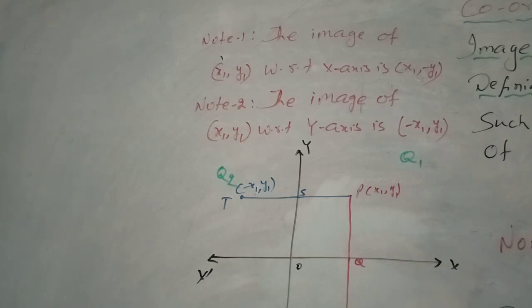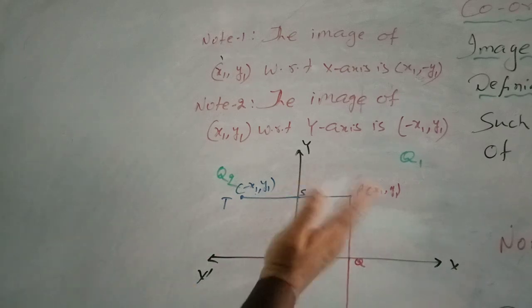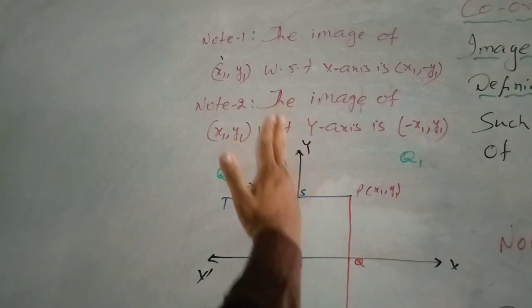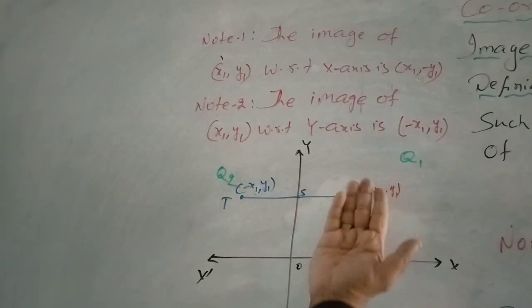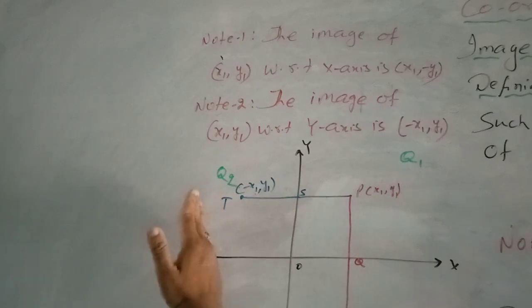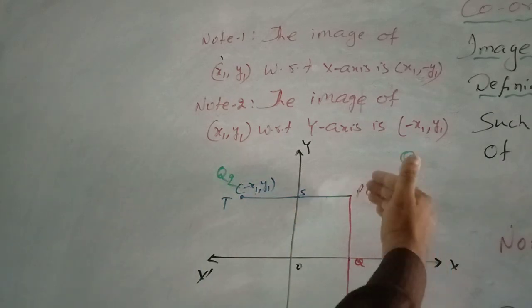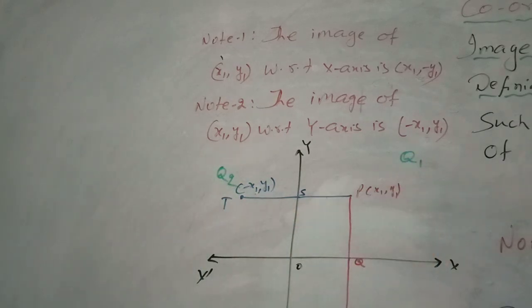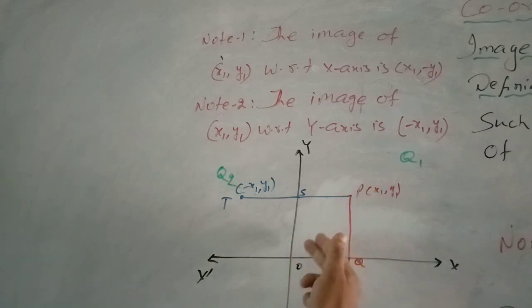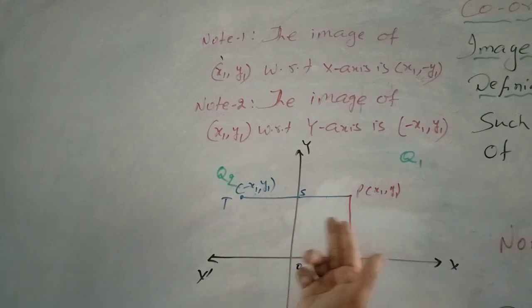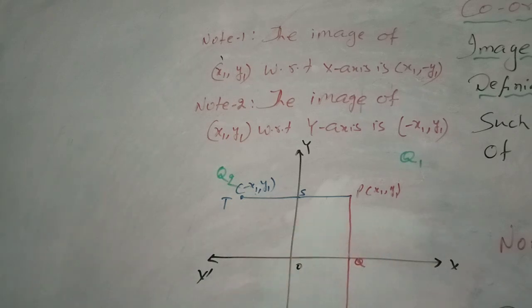So on the coordinate axis, we can consider the images with respect to the x-axis and the y-axis. Suppose with respect to the x-axis, whatever is in quadrant 1 will be in quadrant 4. With respect to the origin, the image lies on the other side: a point in quadrant 1 will lie in quadrant 3, and a point in quadrant 2 will lie in quadrant 4.